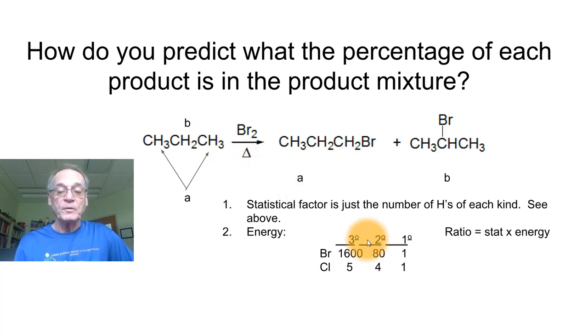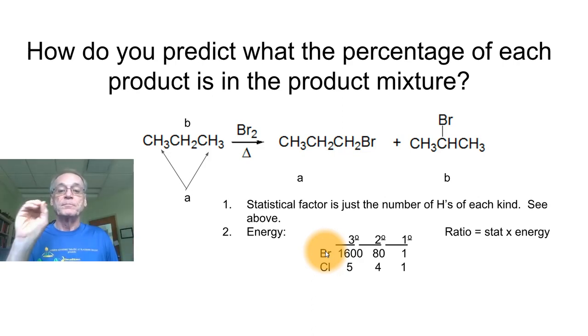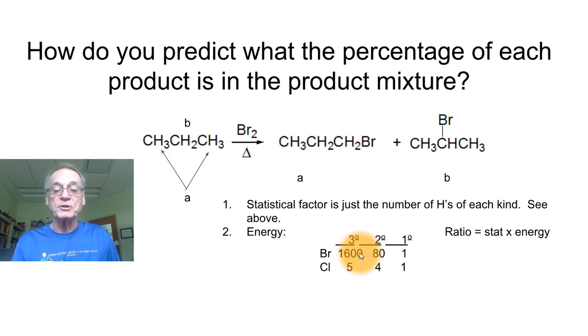But what about the energy factor? Well, as I said, in the case of chlorine, there's a preference for tertiary over secondary and secondary over primary. Turns out that preference is roughly 5-to-4-to-1, so not a big difference between tertiary and secondary, and not all that big a difference between secondary and primary. But for bromine, for whatever reason, bromine is way more selective, meaning it way prefers tertiary hydrogens over secondary hydrogens and way prefers secondary over primary, to the point that the ratio has been determined to be roughly 1600 for tertiary to 80 for secondary to 1. So it's a big difference between those in the case of bromine.